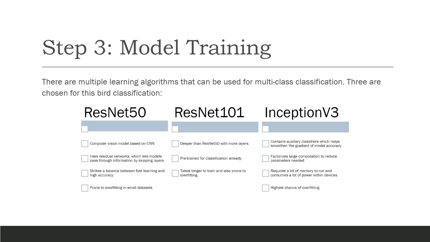Of course, now we have ResNet 50. You also have ResNet 101, which is deeper than ResNet 50 with more layers, and they're also pre-trained for classification already. However, they take longer to train and are also prone to overfitting. Lastly, to shake things up a little bit, we have Inception V3, which contains auxiliary classifiers to help smoothen the gradient of model accuracy. It also factorizes large computation to reduce the parameters needed, and it consumes a lot of power and requires a lot of memory to run. It also has the highest chance of overfitting. Henceforth, we shall experiment with all 3 of them, but currently the main one is ResNet 50.